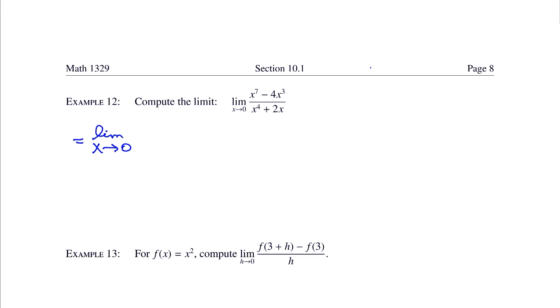How many x's can be factored from x to the seventh minus 4x cubed? X to what power? 3. Yeah. You can factor out x cubed. If you're looking at two of them here, you have x to the seventh and x cubed. You can always factor out the smaller exponent of x's. So that would be x to the fourth minus 4 over, and then how many x's can we factor from the denominator? 1. Yeah, x to the first, and this is x cubed plus 2.